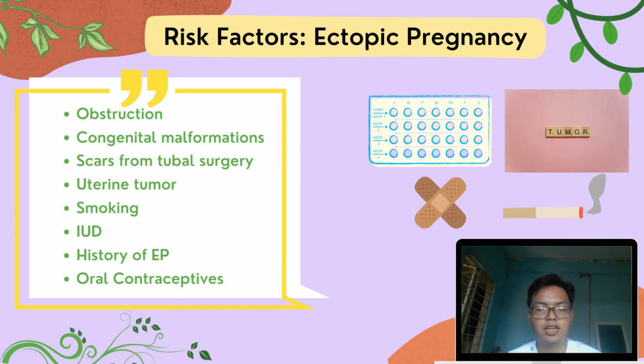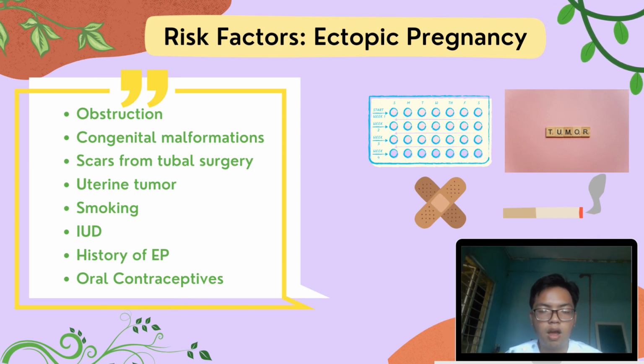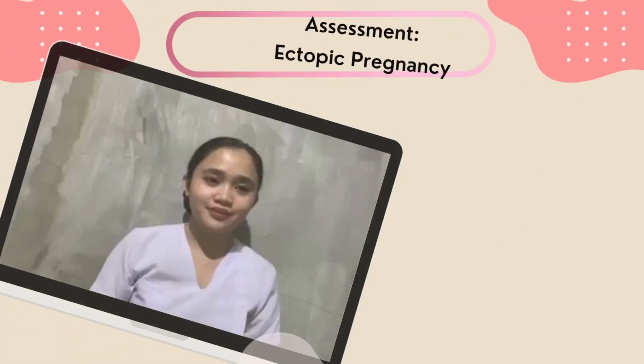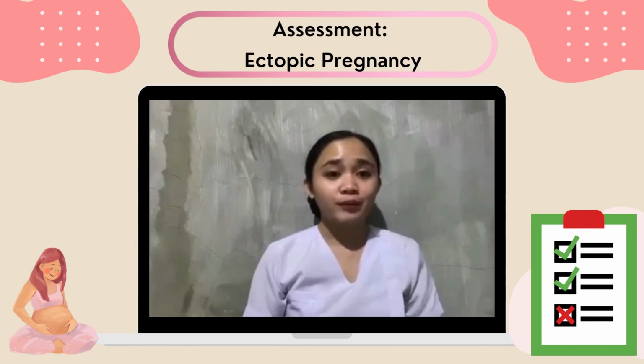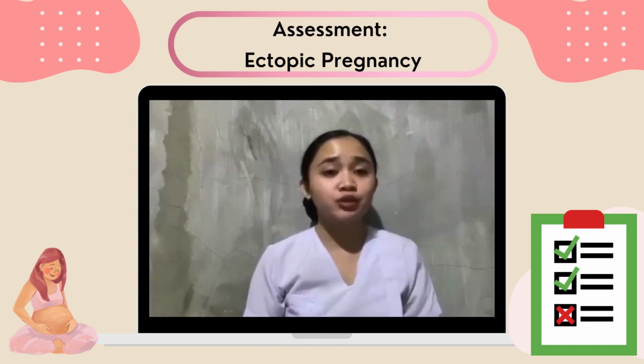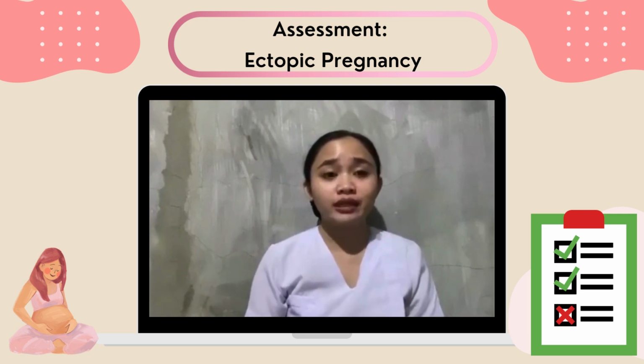Next, let us learn about its different risk factors. Risk factors include obstruction due to adhesion in the fallopian tube from previous infection, congenital malformations, scar from tubal surgery, uterine tumor, smoking, IUD, history of ectopic pregnancy, and oral contraceptives. As we all know, an ectopic pregnancy can cause your fallopian tube to burst open. So without treatment, the ruptured tube can lead to life-threatening bleeding.